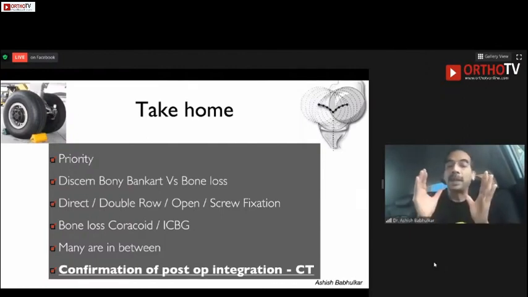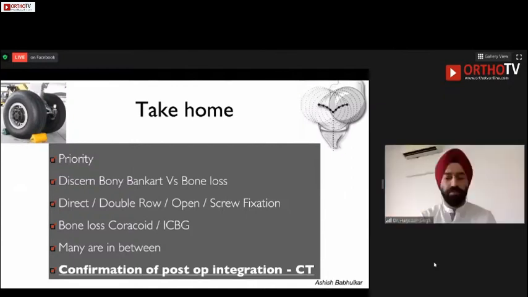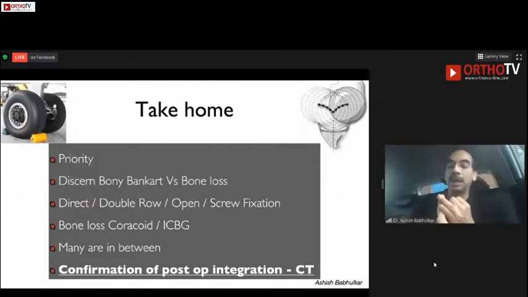But there are a number of patients in the gray zone who are neither black nor white. In these cases, you need to take a judicious decision based on your skills, based on your experience. Otherwise, take an opinion and then decide. And then you must always confirm post-operatively whether the graft has healed, because a graft that has not healed will have problems, complications, and then you are not appropriate for sending them to their sports.